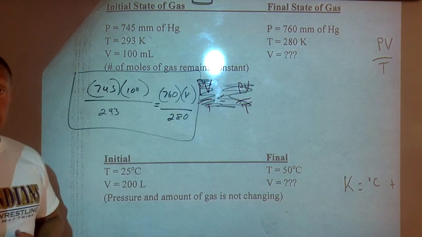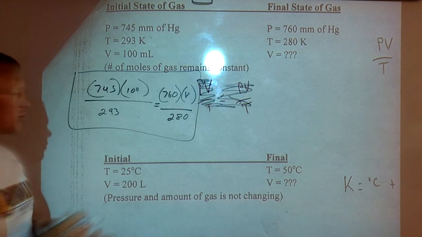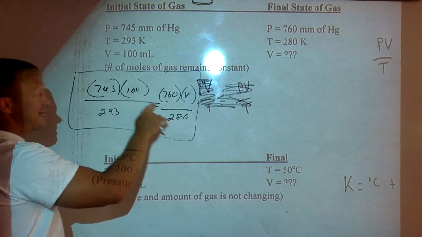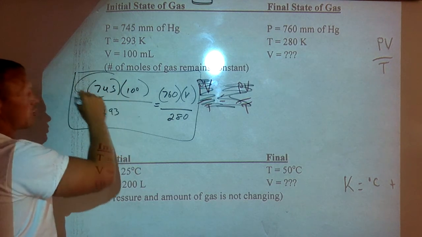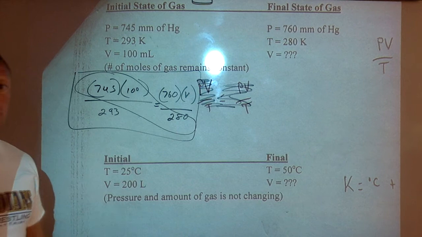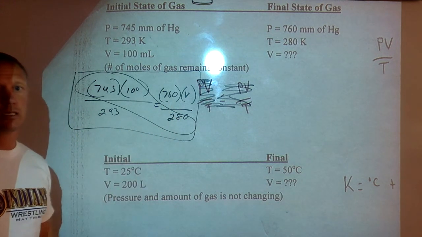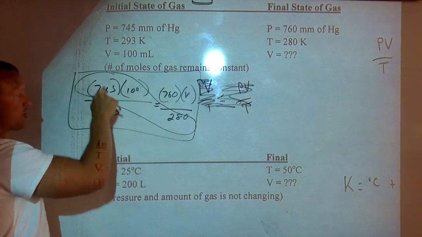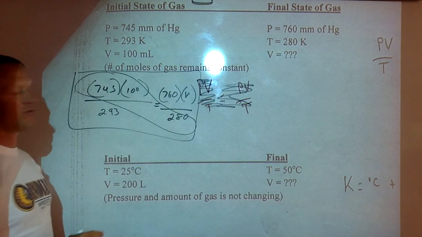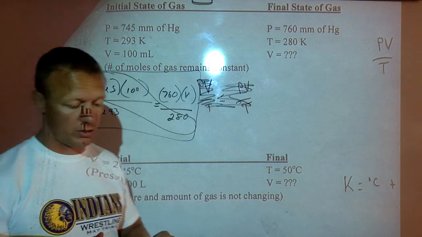Again, I'm going to cross multiply and divide. So here's my rule: cross multiply where there's no variable. So I want to multiply 280 times 100 times 745. I'm going to multiply this direction and then divide by every number that's left over. Divide by 293, divide by 760. So cross multiply, divide, divide. Get your volume from there. I'll let you guys get an answer to that. Again, your volume should be less than 100 milliliters when you get that answer.